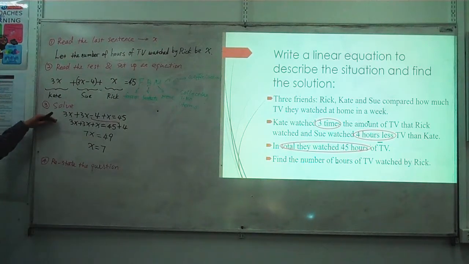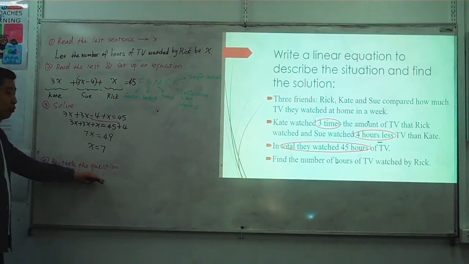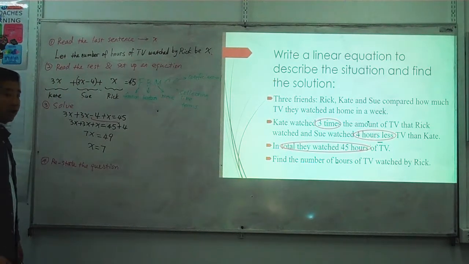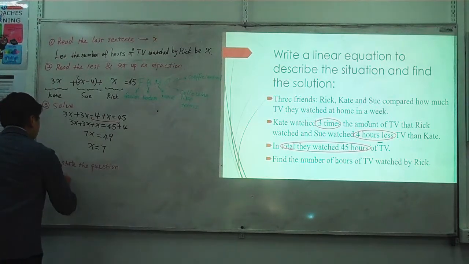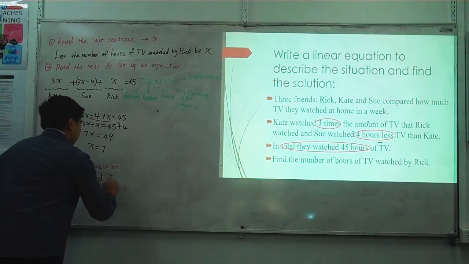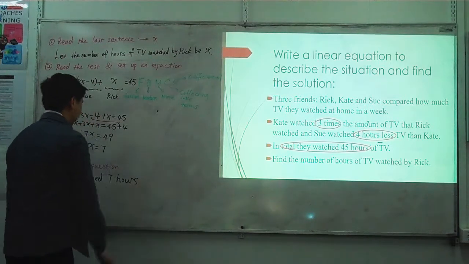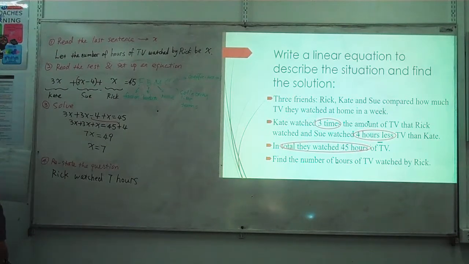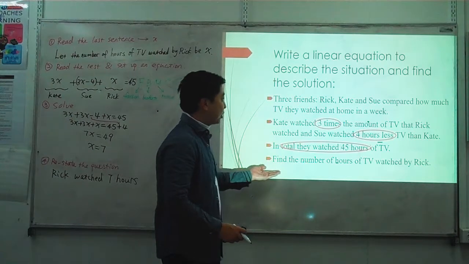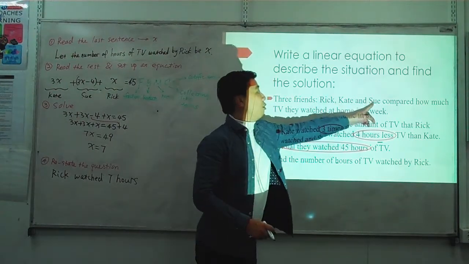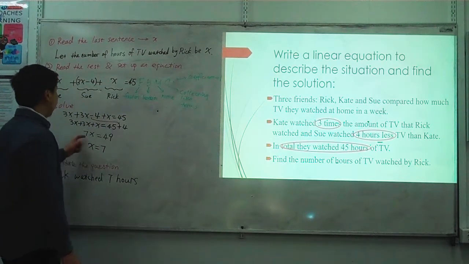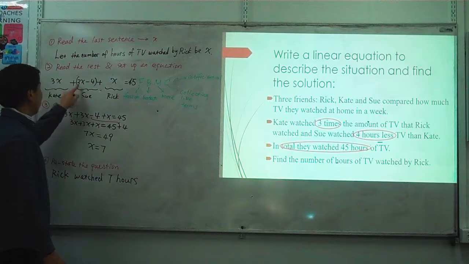Okay, after we solve the equation, we have to restate the question. The question asks you the number of hours of TV watched by Rick. So we can easily answer Rick watched 7 hours. Okay? Now, if the question asks you how many hours did Kate or did Sue watch, you just continue to work it out. Alright? By substituting 7 into 3x and 3x take away 4.